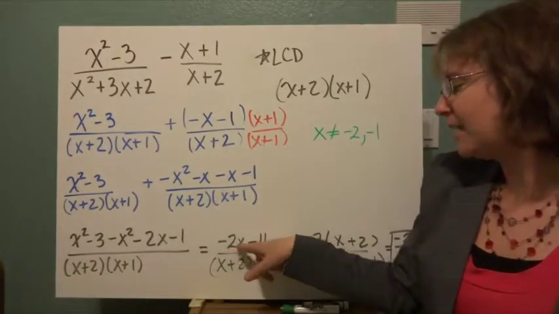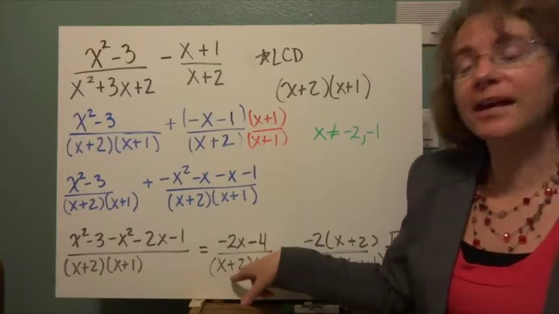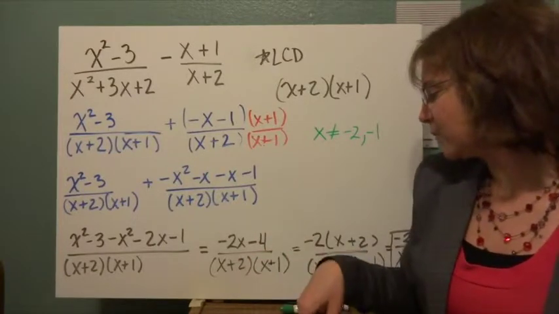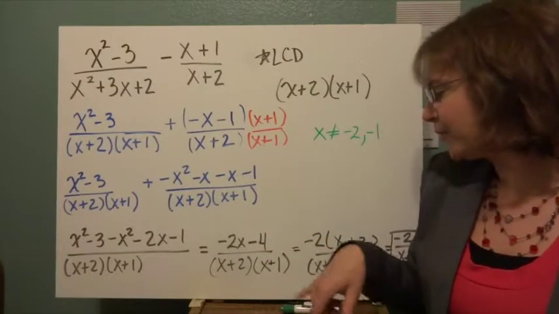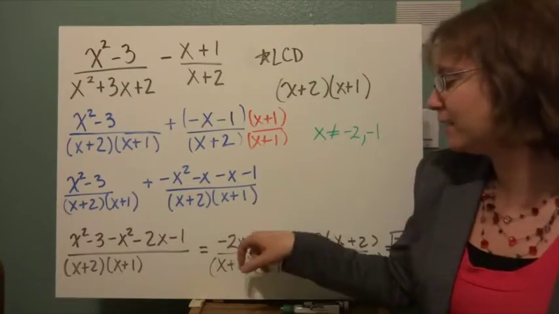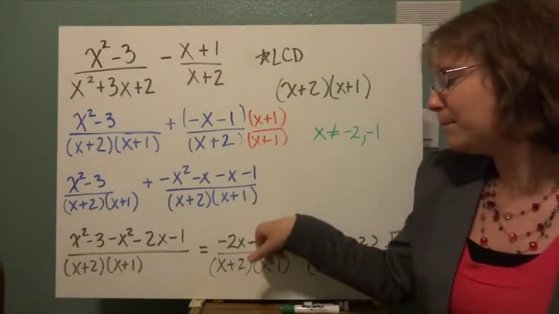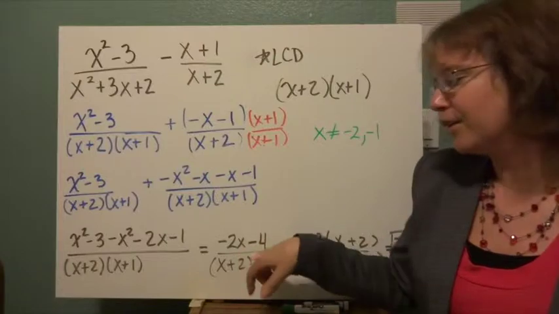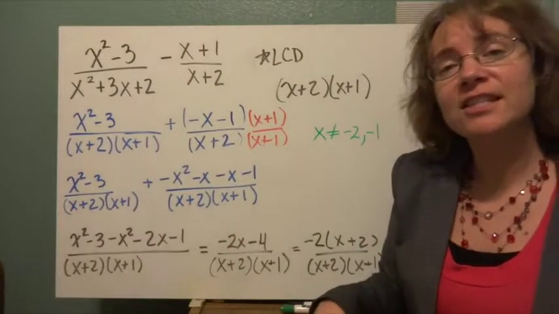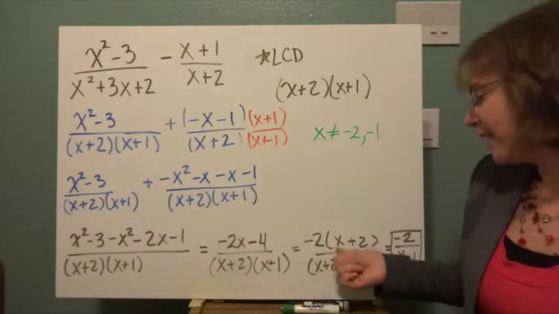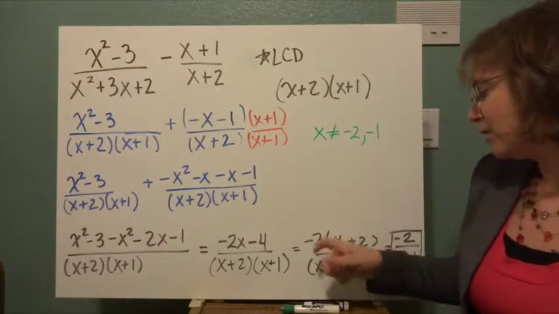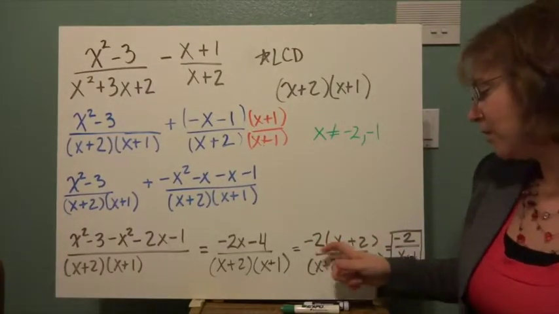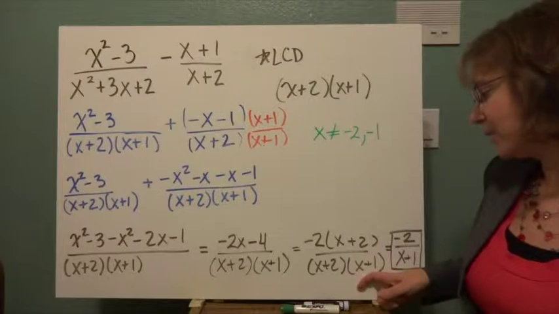Combining like terms, I have negative 2x minus 4 over x plus 2 times x minus 1. And that's equal to, I'm going to go ahead and factor out a negative 2. I think this might be something a little bit familiar down here, so I want to factor that out just to see. And factoring it out, I get an x plus 2. So negative 2 times x plus 2 all over x plus 2 times x plus 1.